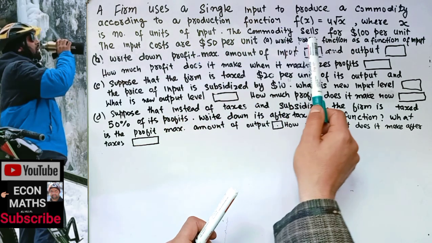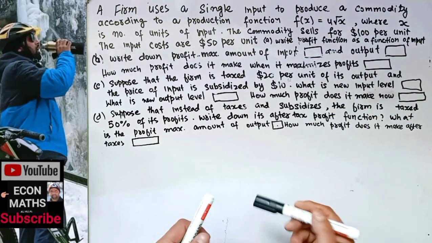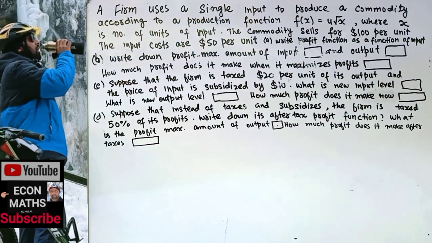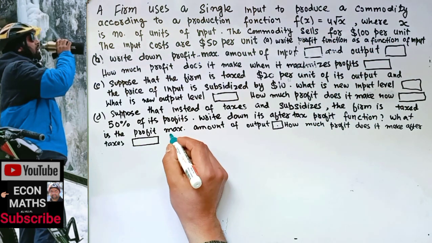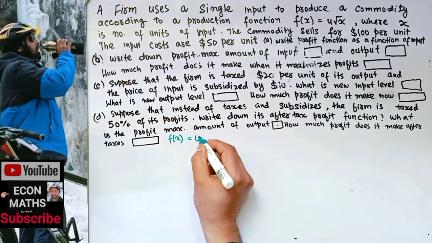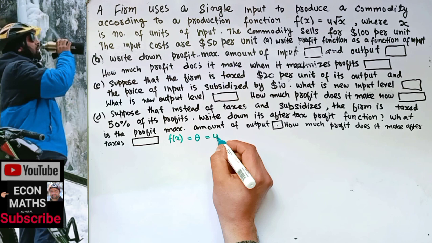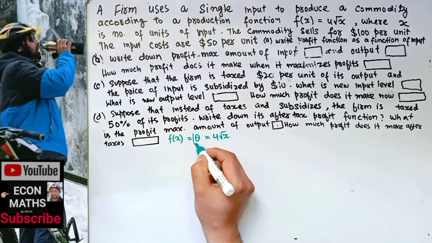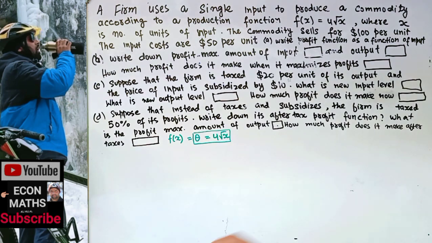First question is, write down the profit function as a function of input. So we write the profit as a function of input. What we are being given here is a production function, let us say f of x. In place of f of x, I can also write q, which denotes the output, which is the function 4 under root x. This is our production function. Q is a function of x.